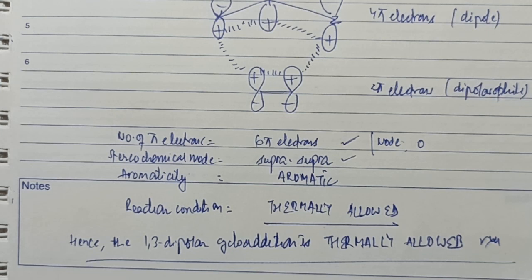And finally, we have tried to work out the reaction conditions using different approaches, namely the OCD, FMO and PMO approach, and have worked out that 1,3 dipolar cycloaddition reactions under, of course, supra-supra, the default stereochemical mode, would be thermally allowed reactions. So this is it for the day. In the next lecture we'll be talking about the rates of cycloaddition reactions. Thank you so much.